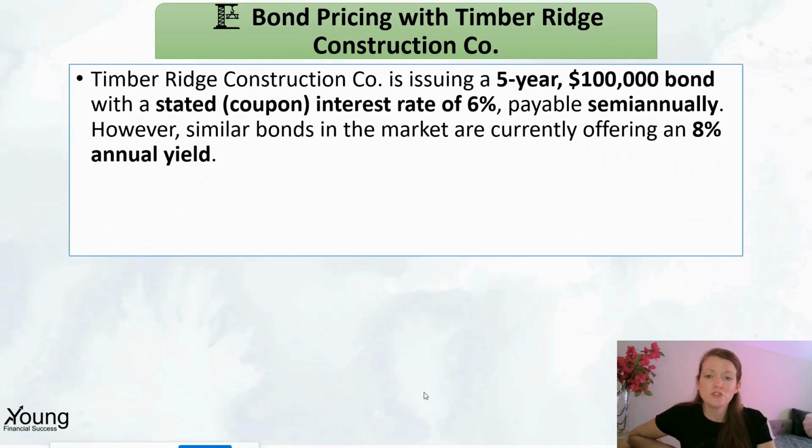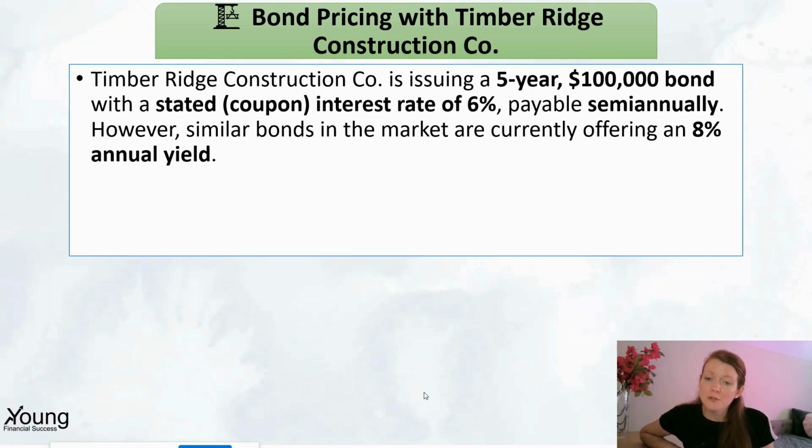So Timber Ridge Construction Company is issuing a 5-year, $100,000 bond with a stated interest rate of 6%. That means that Timber Ridge, they're going to borrow $100,000 and they're going to pay it all back at the end of the 5 years, and they're going to pay the investors 6% in the meantime. Just like any bond, the semi-annual payments are how they pay the 6%. So they'll actually be 3% paid June 30th, 3% paid December 31st.